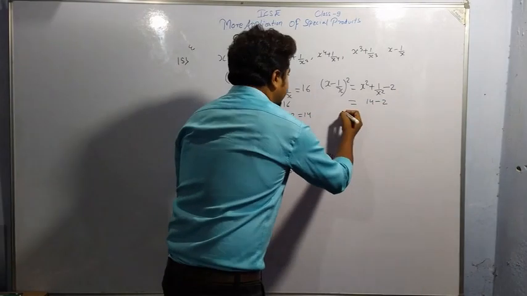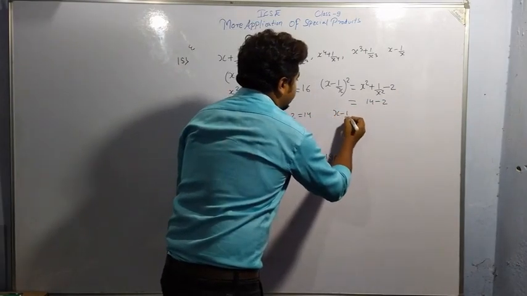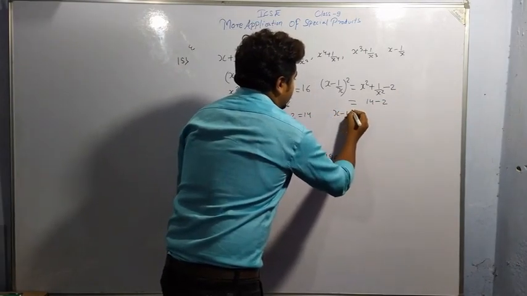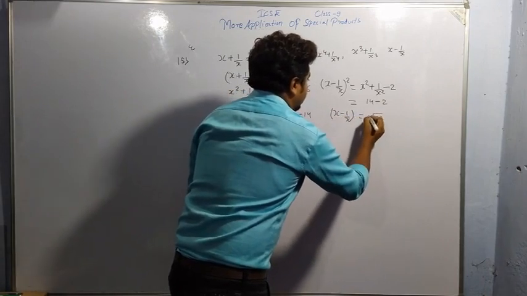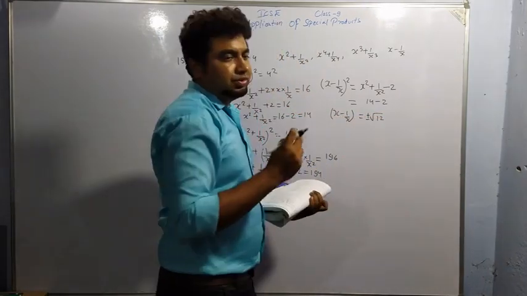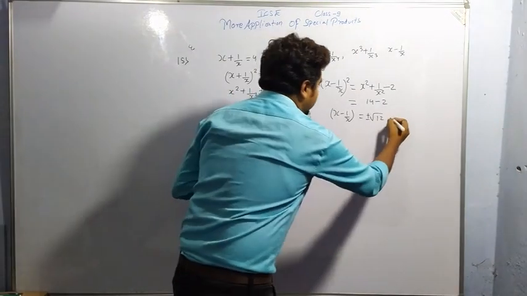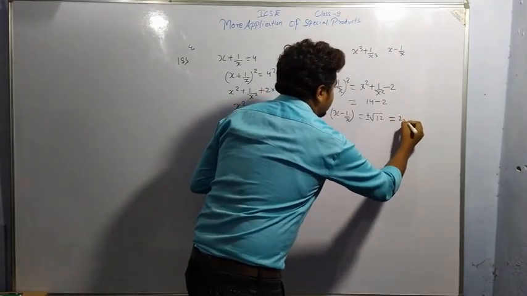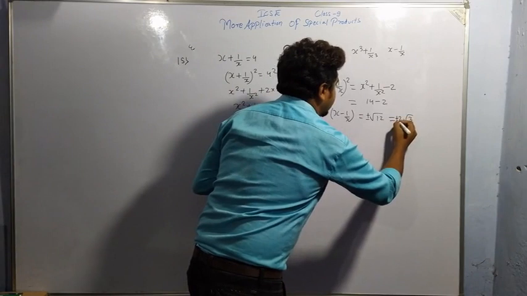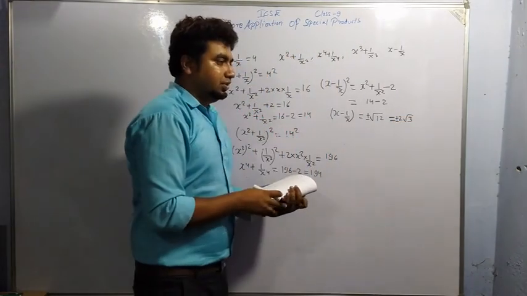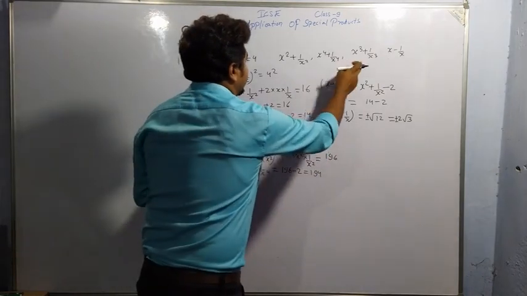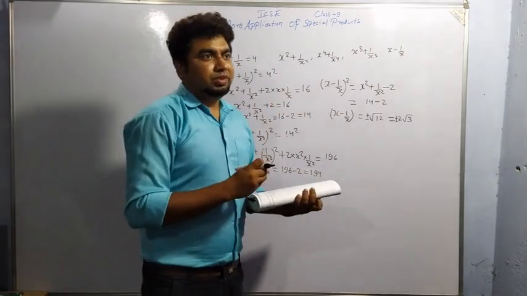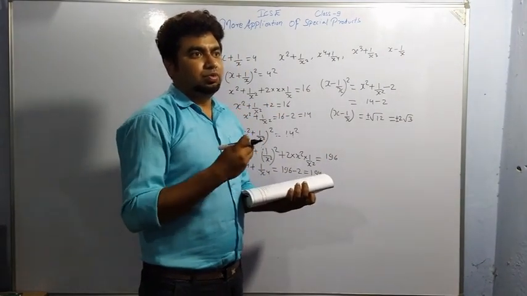So from here we can get x minus 1 by x will be equal to root of 12. So two values are possible as it is root. This will be equal to plus minus 2 root 3, as it is in root. So two values are possible. Now question part 3, x cube plus 1 by x cube. We can solve it in two ways.